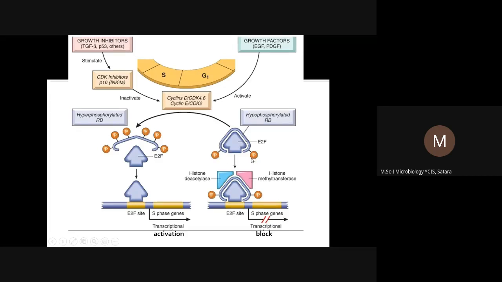Hypo means less phosphorylated and it is always bound with the E2F, that is transcription factor E2F. So whenever it undergoes phosphorylation, it becomes hyperphosphorylated. So because of this hyperphosphorylation, this E2F is free. Whenever E2F is free, it goes and binds to the gene. So it acts as a transcription factor. And because of that, there is the activation of the transcription of these genes, and there is the production of the proteins for that, and cyclin E and cyclin D are produced.